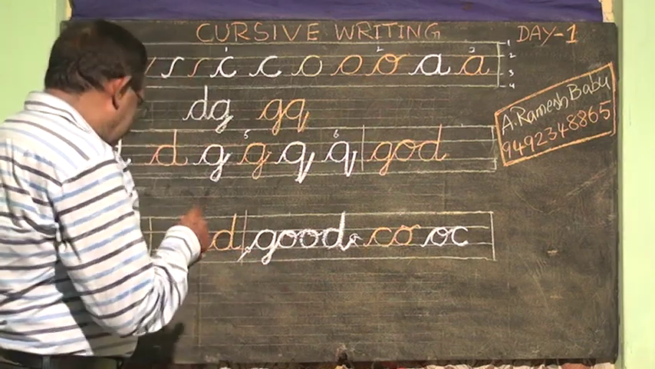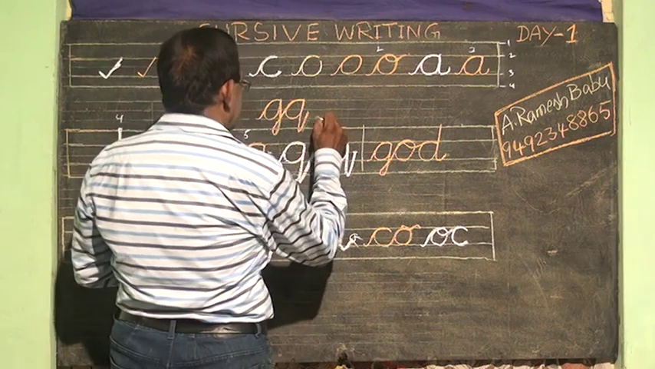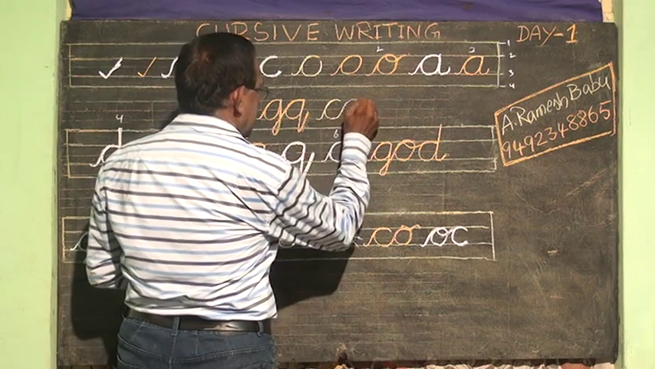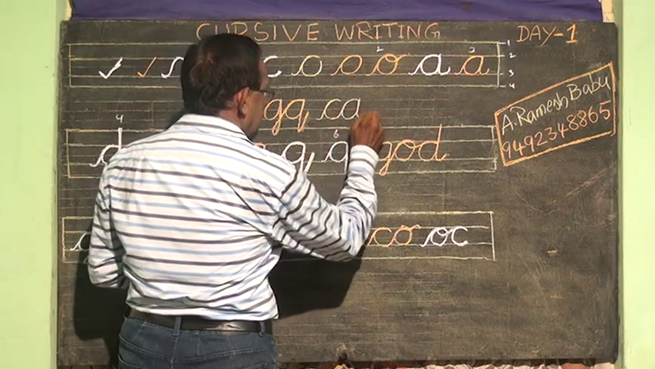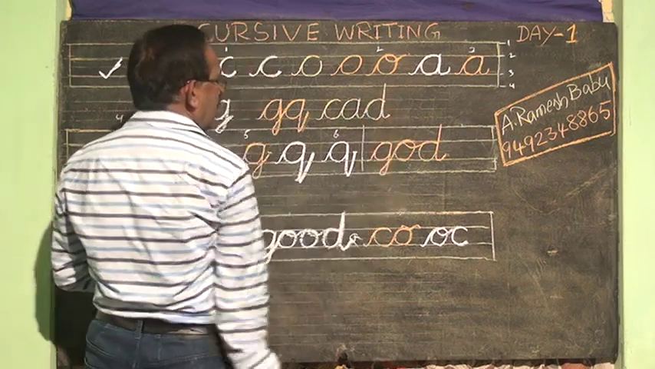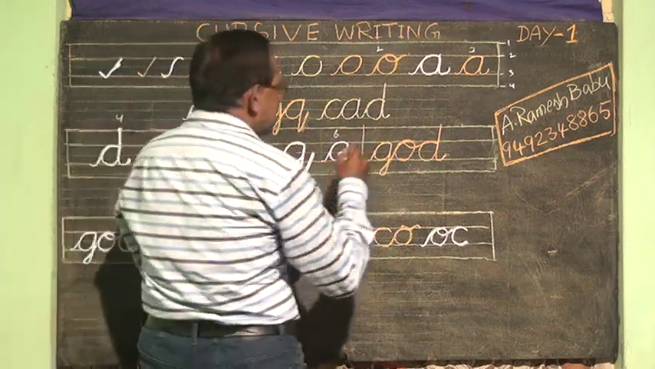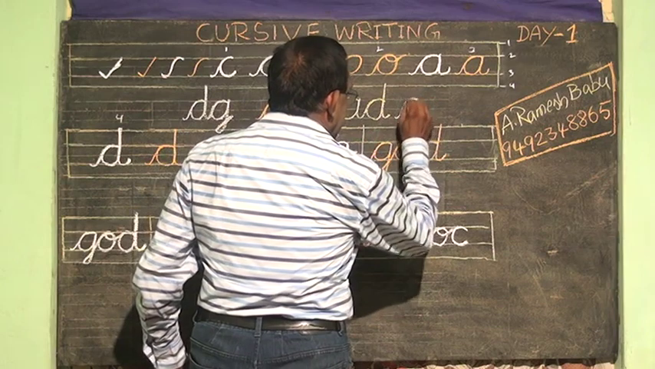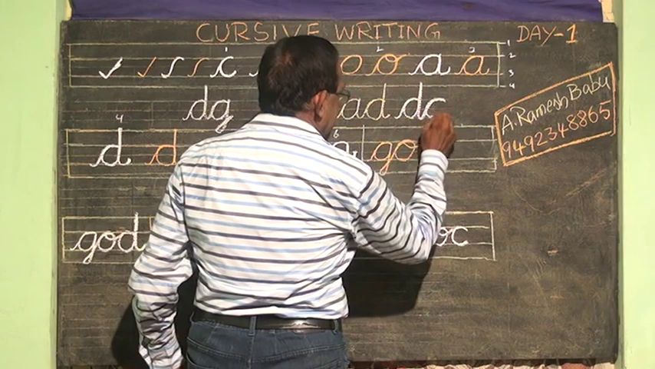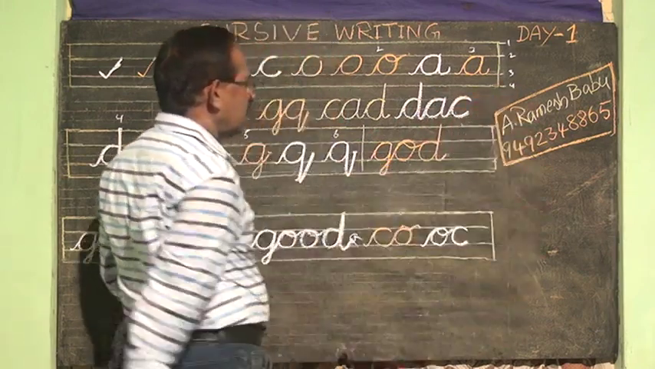Now CAD, write down CAD. How should I write CAD now? C, A, D. CAD. You can reverse it to DAC. DAC. D. Join it like this one. A, D, A, C. DAC.